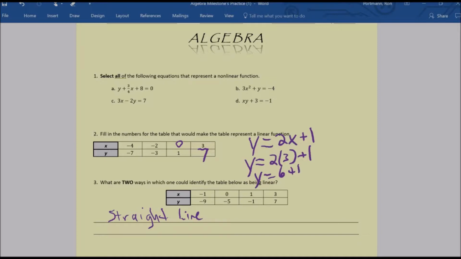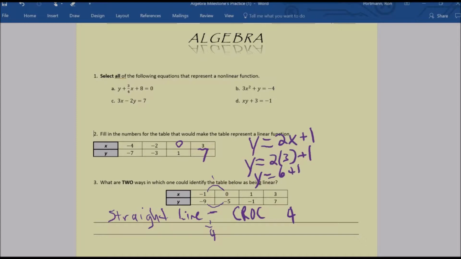So you could plot the points on a graph to see if they form a straight line, and also check for a constant rate of change. Do you have a constant rate of change in this table? Well, we got to look. From negative 9 to negative 5, you're going up by 4. Negative 1 to 0, you're going up by 1. So that is a change of 4 over 1. Negative 5 to negative 1, change of 4. 0 to 1, up by 1.